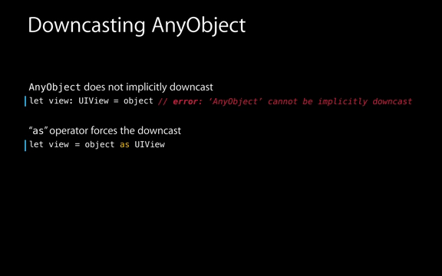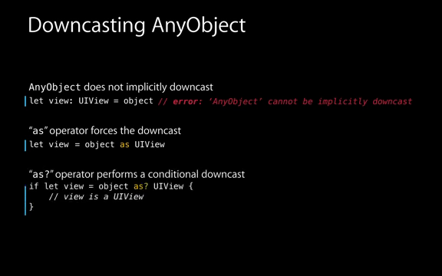Now, if you don't know whether this object is a UI view or not, you can use the as question mark operator that performs a conditional downcast. I think you guys have figured it out, but just to be sure, this is doing an is kind of class check, and it's wrapping the result in an optional UI view. It's nil if the check failed. It has the UI view if the check succeeded. We can do an if let here to completely do this entire thing safely, and view in here is the UI view we were looking for.